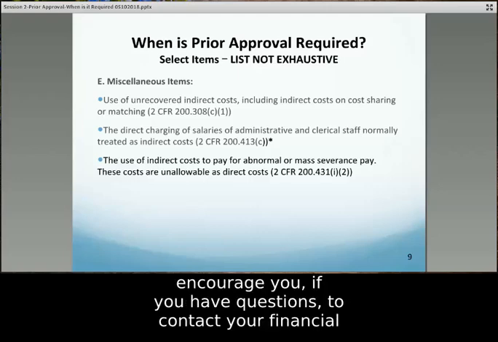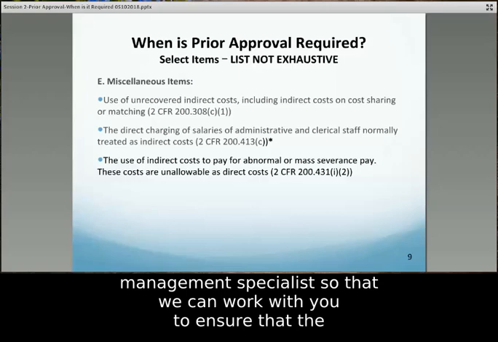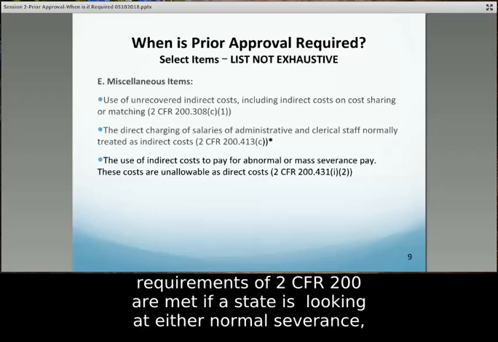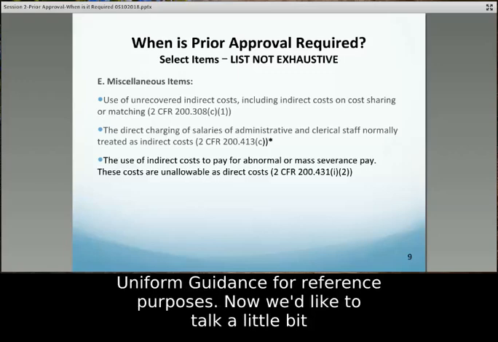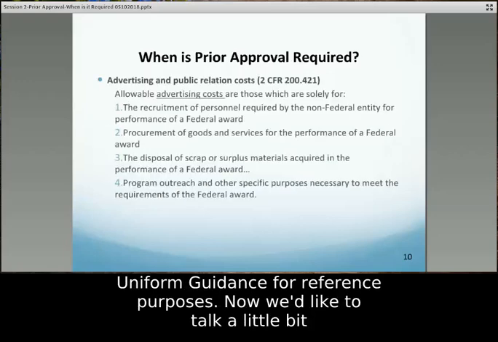And we would encourage you, if you have questions, to contact your financial management specialist so that we can work with you to ensure that the requirements of 2 CFR 200 are met, if a state is looking at either normal severance, abnormal, or mass severance, which are all defined within the Uniform Guidance for reference purposes.